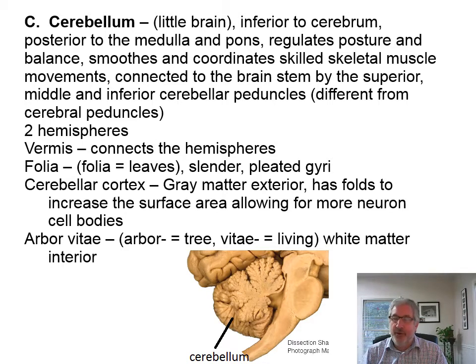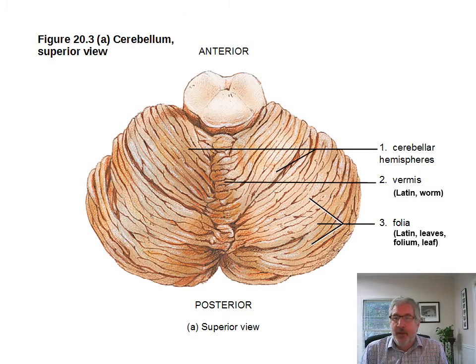And then you'll see the gyri, the bumps in the cerebellum, are called folia, which means leaves. And the cerebellar cortex is gray matter, and the interior part is white matter called arbor vitae. And we'll show you what that looks like here in a second. Next slide. So here is a superior view of the cerebellum.